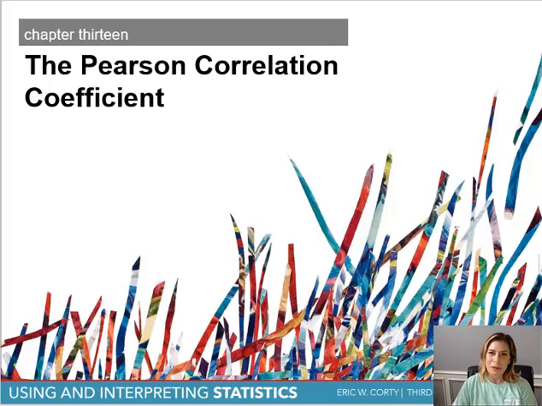Hi everybody, we're finally on chapter 13 and we are now going to start talking about correlation. What is correlation? I think it's a statistic that most of you are familiar with. Most of you have heard about this statistic.